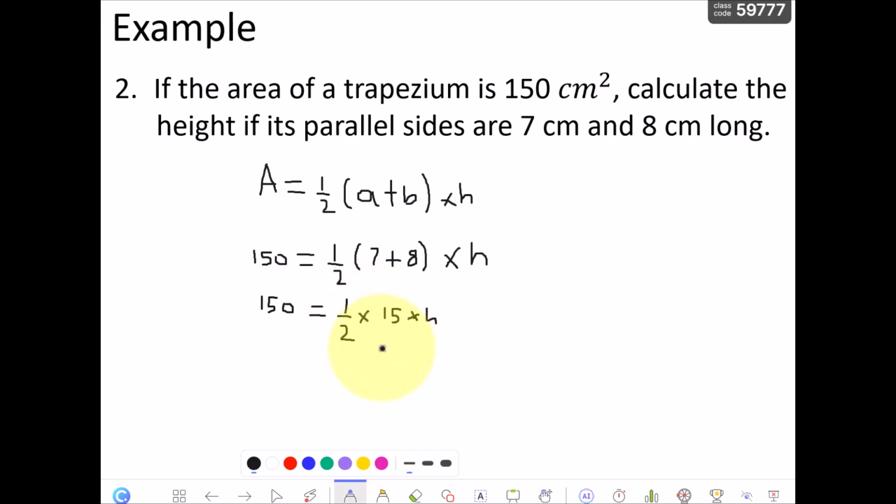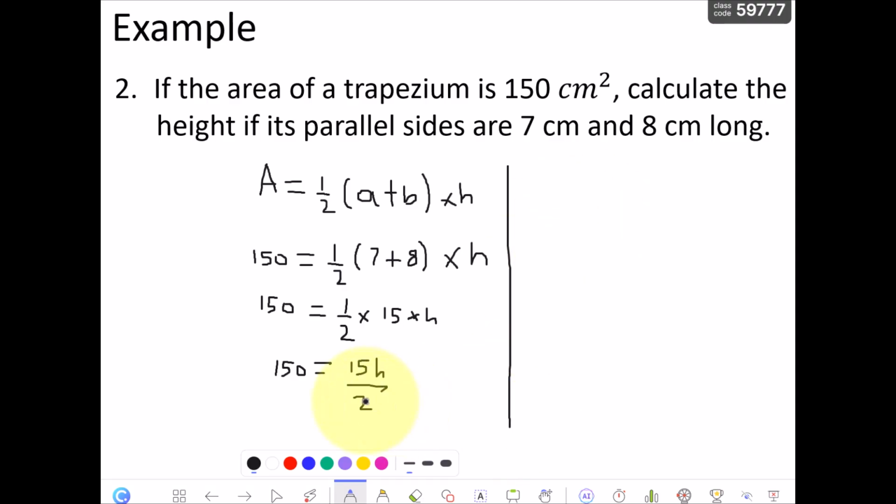So what are we going to do? You can solve this in two ways. You can do 1 times 15 times h. Let me solve it in that way. It will give me 15h. So this one will be equal to 150 equals 15h over 2. Then remember your equation. Let me draw a line and end it here.